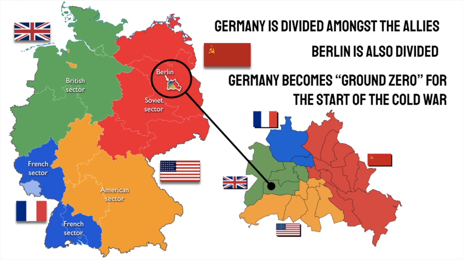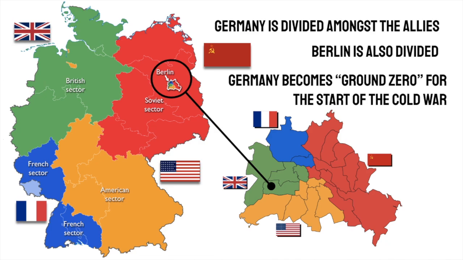They also determined that the capital city of Berlin should be divided along the same lines, where the Russians will occupy the eastern portion of Berlin, while the British, the French, and the Americans each maintain control of a sector of the western portion. So Berlin mirrors the nation of Germany. The eastern half will be occupied by communist forces, while the western half will be occupied by American, British, and French forces. Germany really does become sort of ground zero for the Cold War, and even more so, Berlin becomes ground zero.